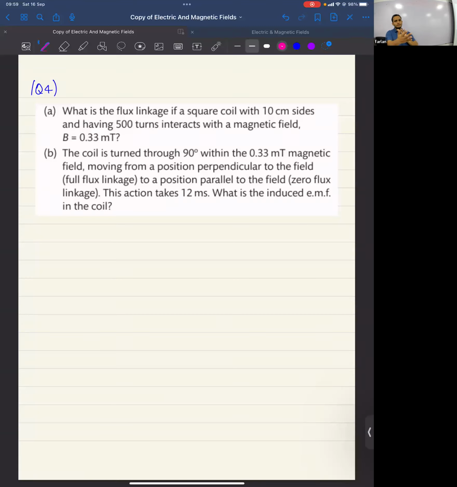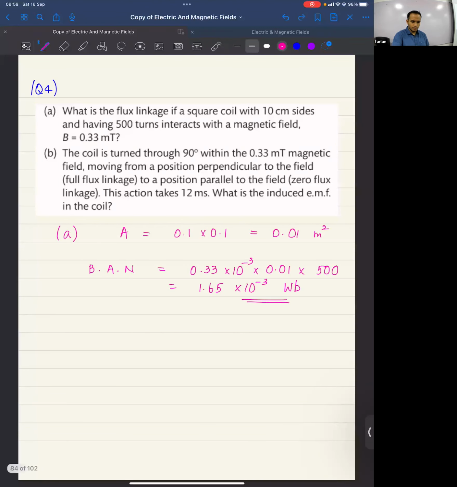What you have to understand is that when it turns, the flux linkage through the coil becomes 0. Fine. What is the flux linkage? The first one is, what is the flux linkage if a square coil with 10 centimeter sides having 500 turns interacts with a magnetic field of 0.33 millitesla.